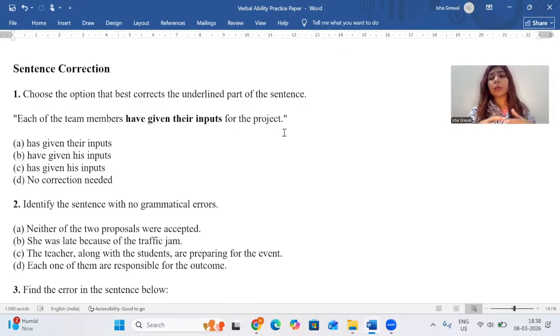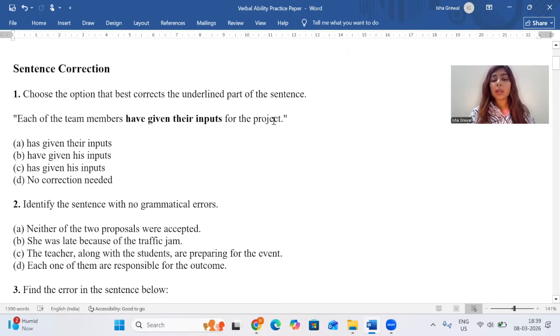I've tried to take up different kinds of questions so that I can make you understand each pattern, each type of question, right? The first one over here is sentence correction. Always read the instructions of the questions very carefully, guys, because many times I have seen that many of my students make silly mistakes because they did not read the instructions carefully. So read the instructions carefully. Choose the option that best corrects the underlined part of the sentence.